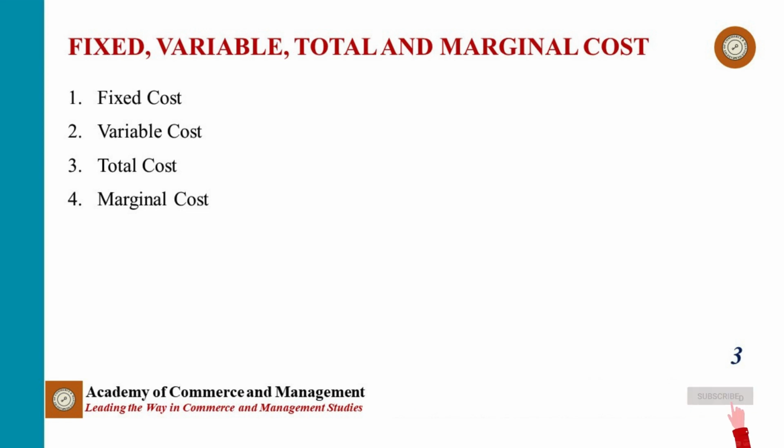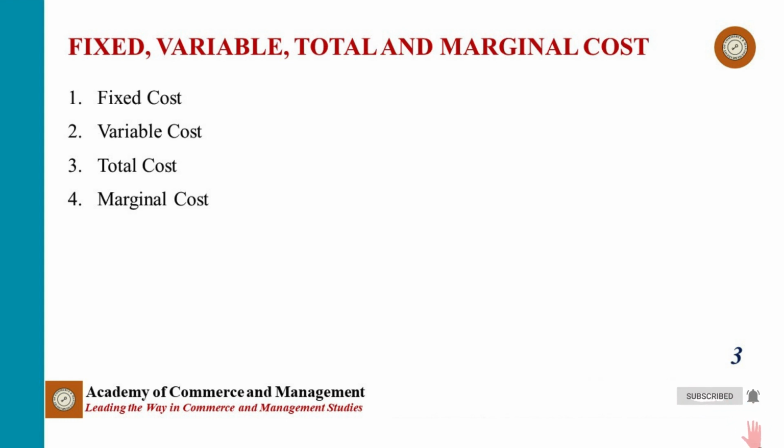First one is fixed costs. Fixed cost refers to costs that do not change with output. Examples of fixed cost include rent, insurance, or executive salaries. One important thing is that even if a firm yields nothing, it must pay fixed costs.